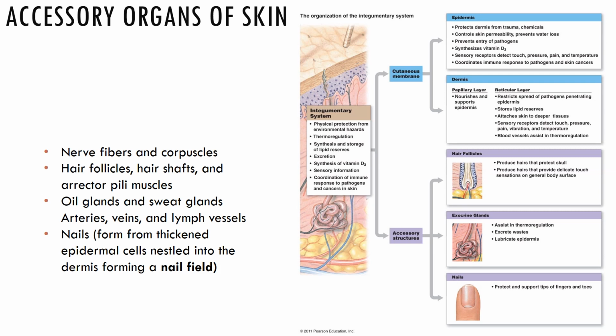Okay, so let's look at some accessory organs of our skin. We have nerve fibers and corpuscles, hair follicles, hair shaft, erector pili muscles, oil and sweat glands, arteries, veins, and lymph vessels, and nails that formed from thickened epidermal cells into the dermis, forming a nail field. Let's start with our hair.